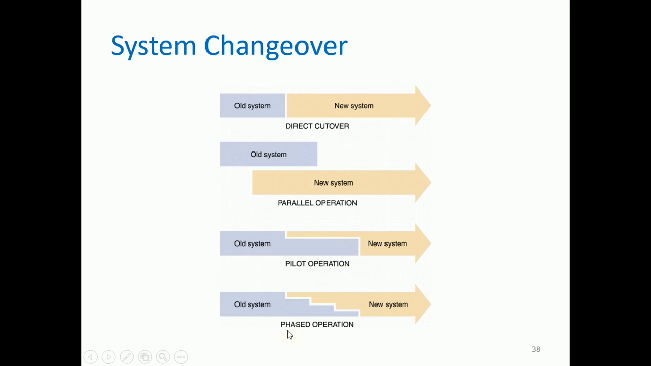And then we also have the phased operation. This is called a phased operation because you're going to use the old system, and then the new system will be used per function or per module. It's not as direct as the direct cutover. It will be deployed by parts. But there is a separate discussion on the next slide for this system changeover.